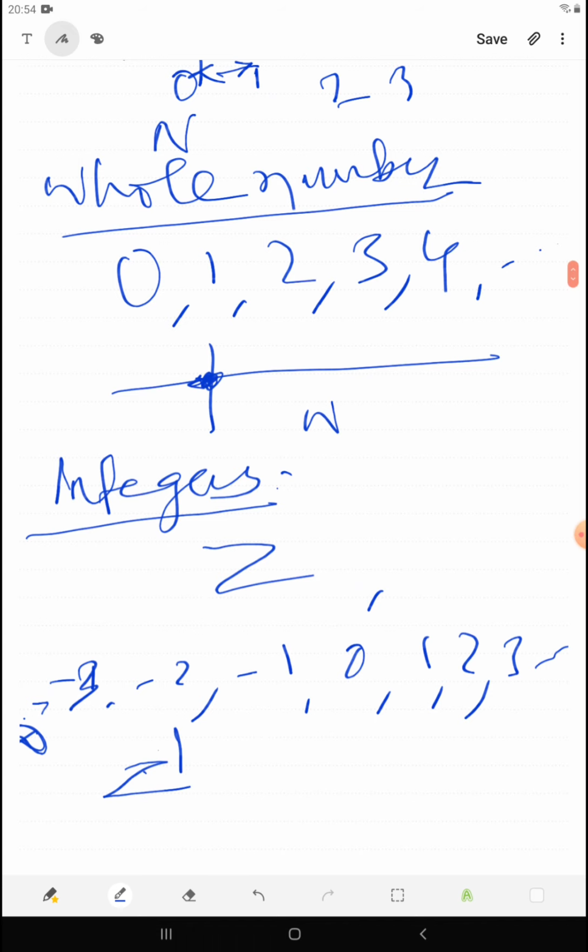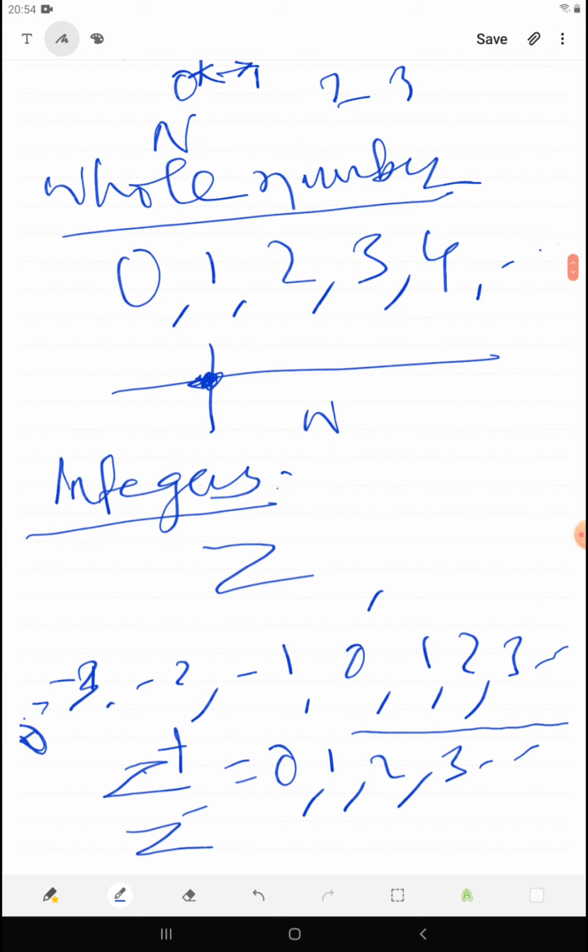Now if it is Z plus, then it is called positive integers. So 1, 2, 3, 4, dot, dot, dot, infinity. That is a positive integer. And if it is minus 1, minus 2, minus 3, minus 4, those are negative integers. So Z negative is minus 1, minus 2, minus 3. These are all negative integers. Okay.